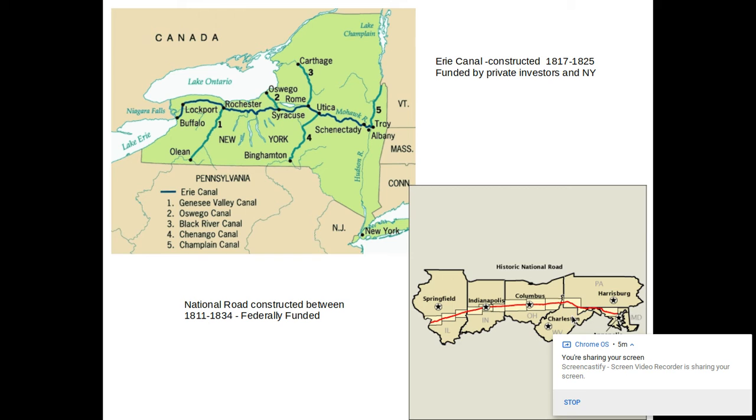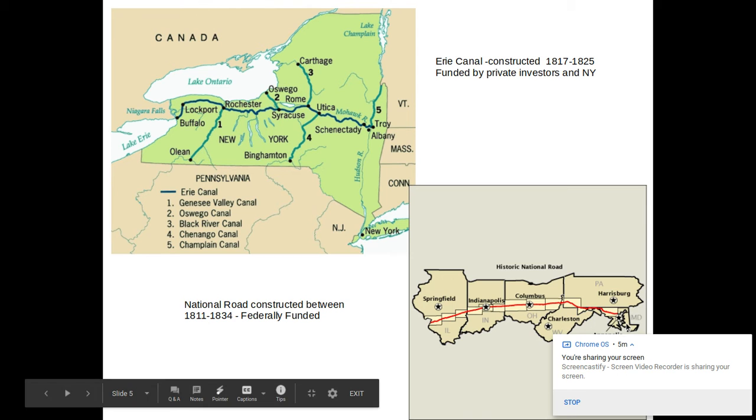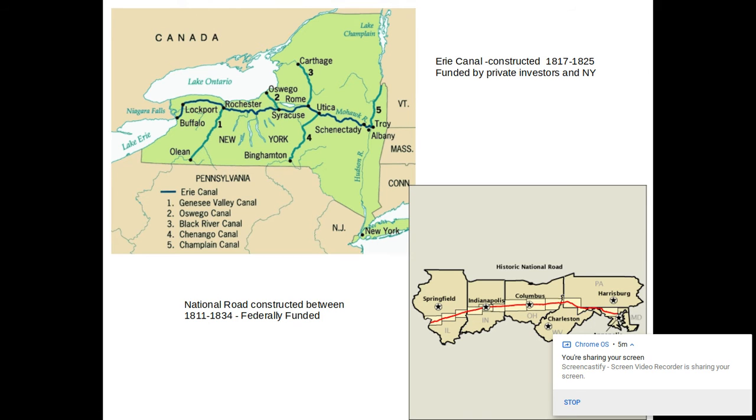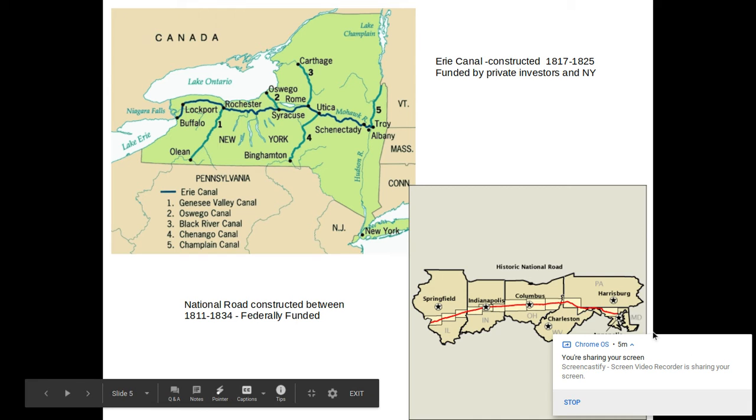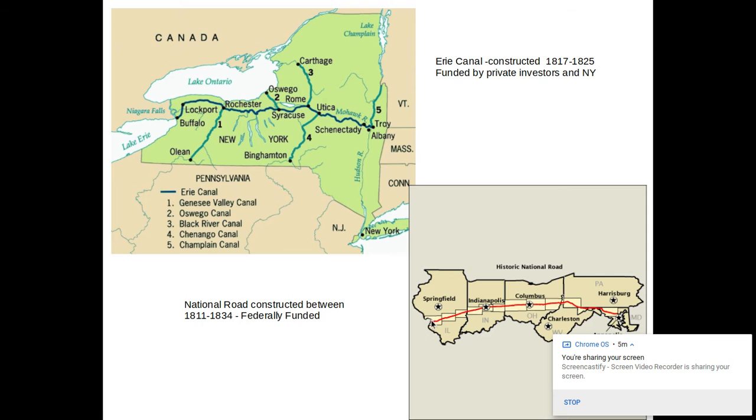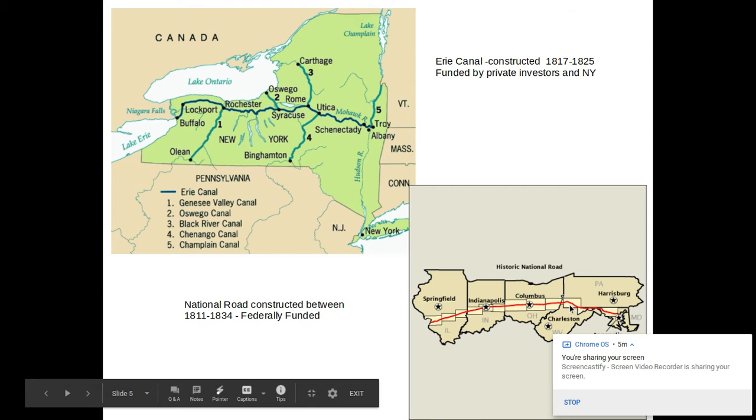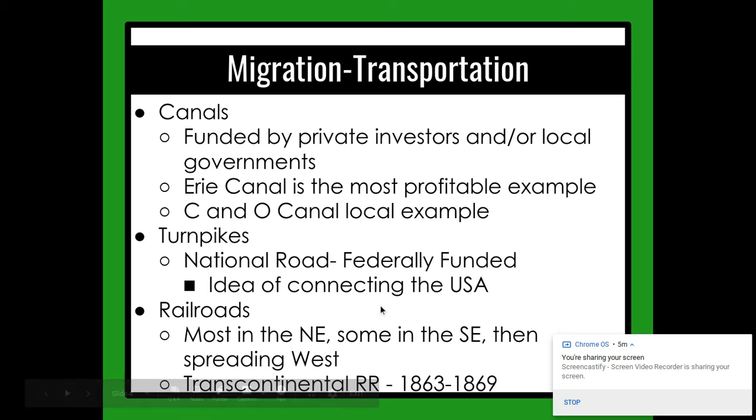Another example of government action in trying to promote connection between different regions of the United States and migration is going to be the National Road. The National Road is started in 1811 and is completed in 1834. It's starting in Baltimore and is going westward all the way through Illinois. That's the historic National Road right there. So again, examples of roads and canals, that's going to increase migration, and it's also going to connect the west of the United States with the eastern part of the United States.